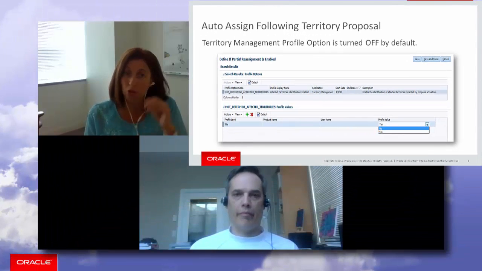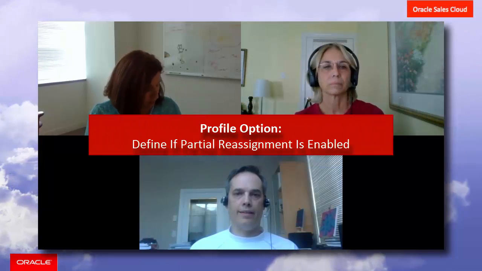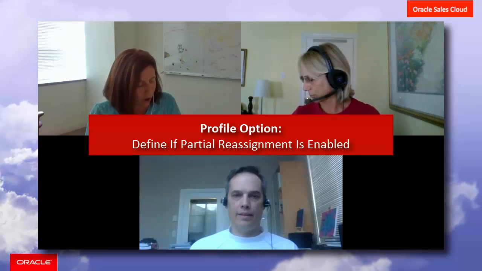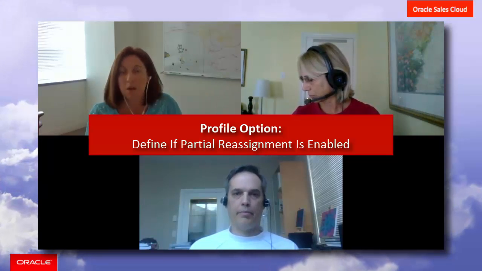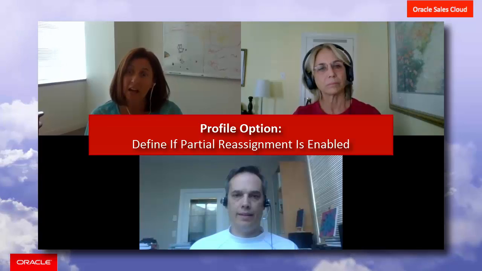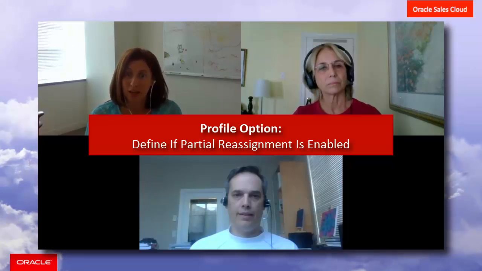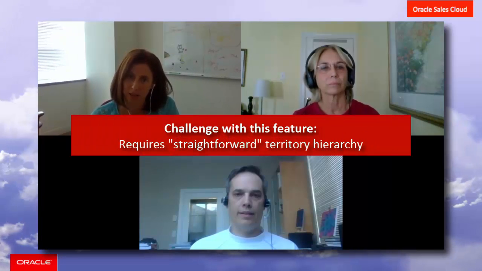Now, there's a profile option associated with that mechanism to figure out the affected territories, and that's known as define if partial reassignment is enabled. That particular profile option, since I think it was release 9, has been set to no, which means when I make changes to territories, it will not automatically trigger reassignment of any account relating to those affected territories. The primary reason for that is there's a number of limitations around that affected territory determination process.